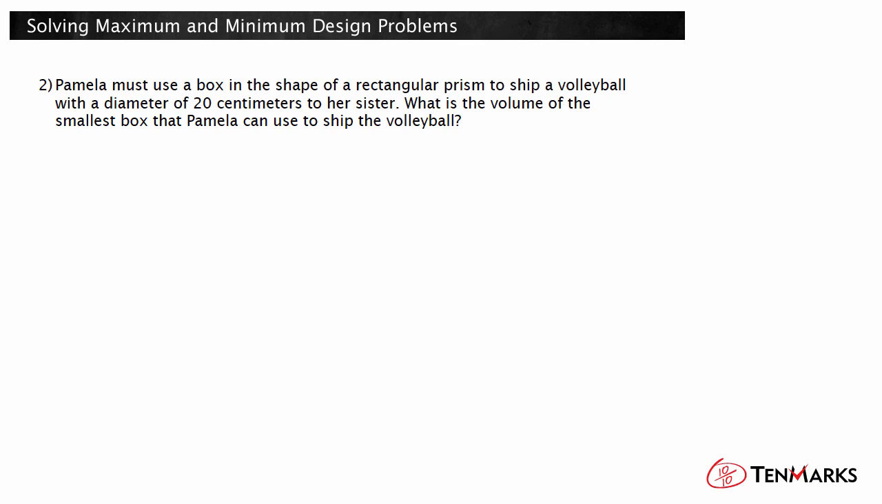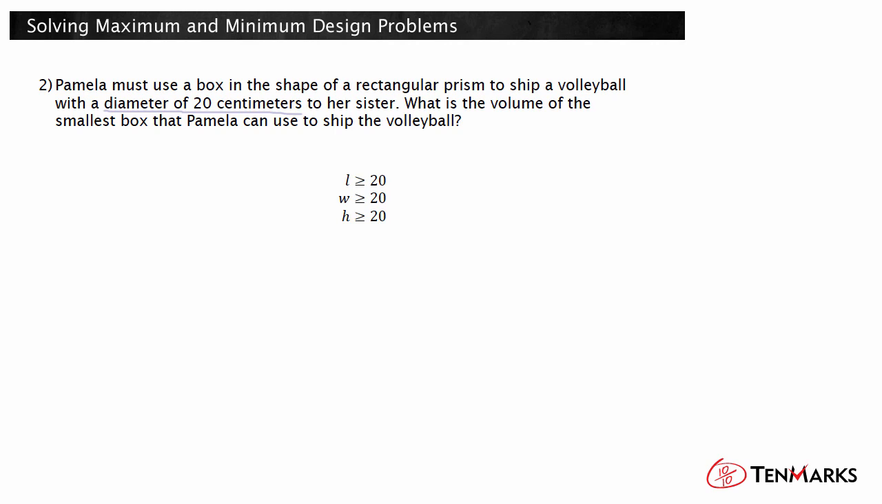Pamela must use a box in the shape of a rectangular prism to ship a volleyball with a diameter of 20 centimeters to her sister. What is the volume of the smallest box that Pamela can use to ship the volleyball? As in our earlier example, we use the size of the object being placed in the box as the smallest possible size of the box. So, the smallest box Pamela could use would be 20 centimeters long, 20 centimeters wide, and 20 centimeters high.